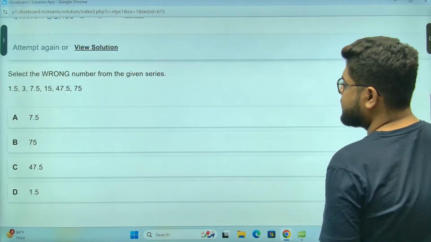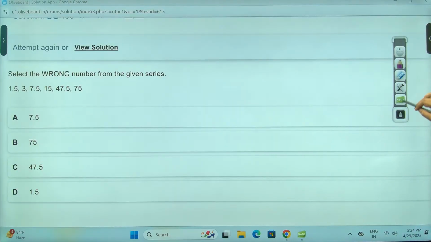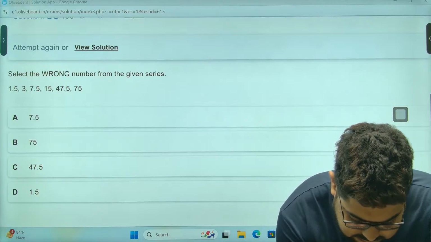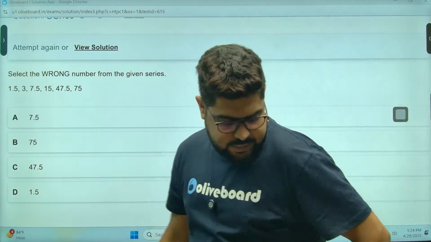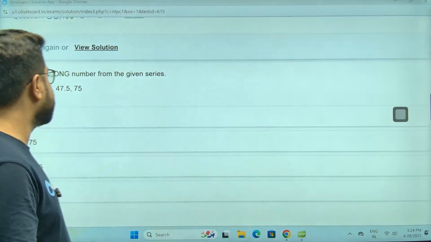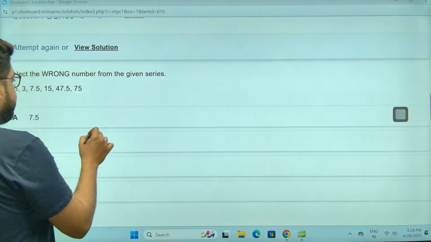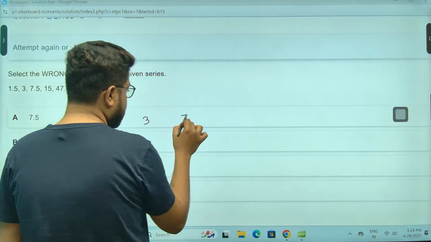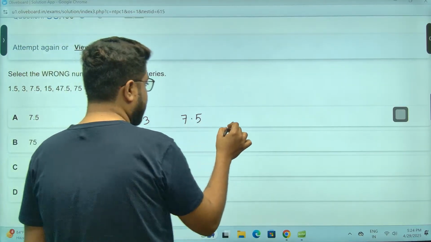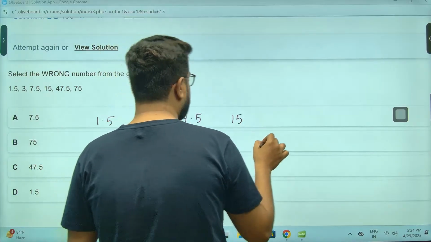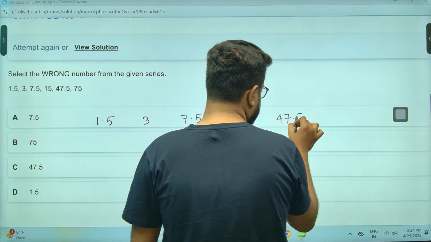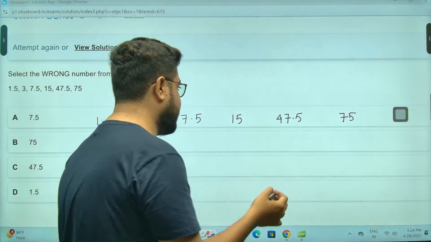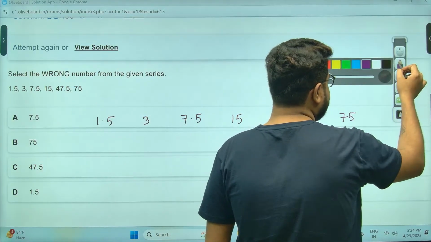Wrong number series. This wrong number series gives me palpitations. This is not a very difficult one, I don't think this is difficult. 1.5, I'm writing it because otherwise I can't show you the process. 7.5, I'm getting into a times 2 pattern. I have a strong feeling that this is going to be the wrong one.